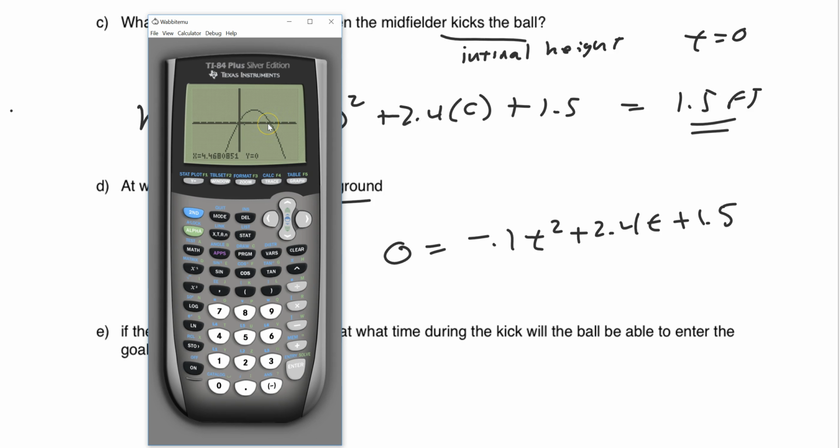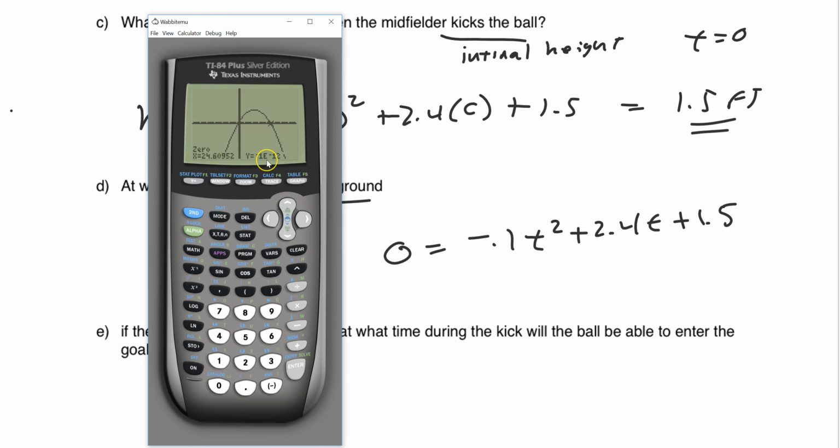I want this answer. Remember, the way we find the point where it crosses, we go second calculate and find the zero. All you do is go closer to where 0 is. So move your graph till it gets kind of close to it. Then we go left bound, a little to the left. And then right bound, a little past the x-intercept, so there. It wants to search in between those two values. So hit guess, hit yes. And you get about 24.